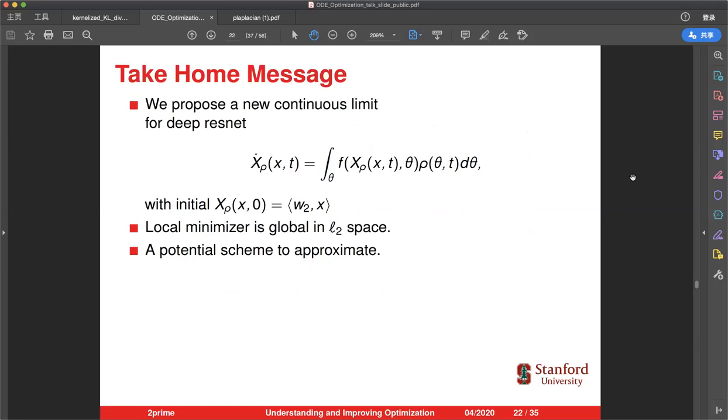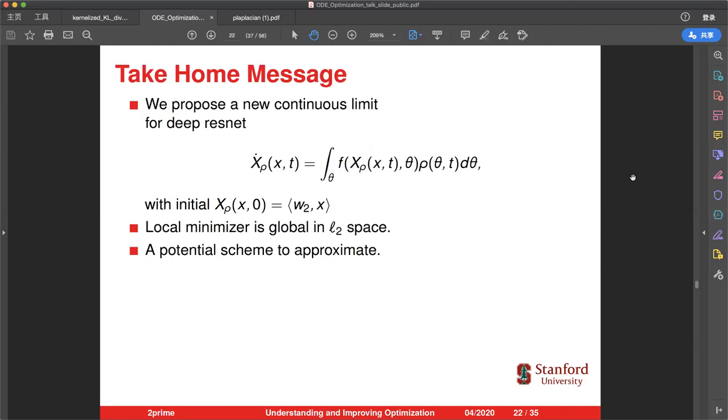It's like we proposed a continuous limit for deep ResNet. The motivation is that we want a good landscape. It's not that I just want a limiting model for the ResNet. We want the limiting model to have some good properties.